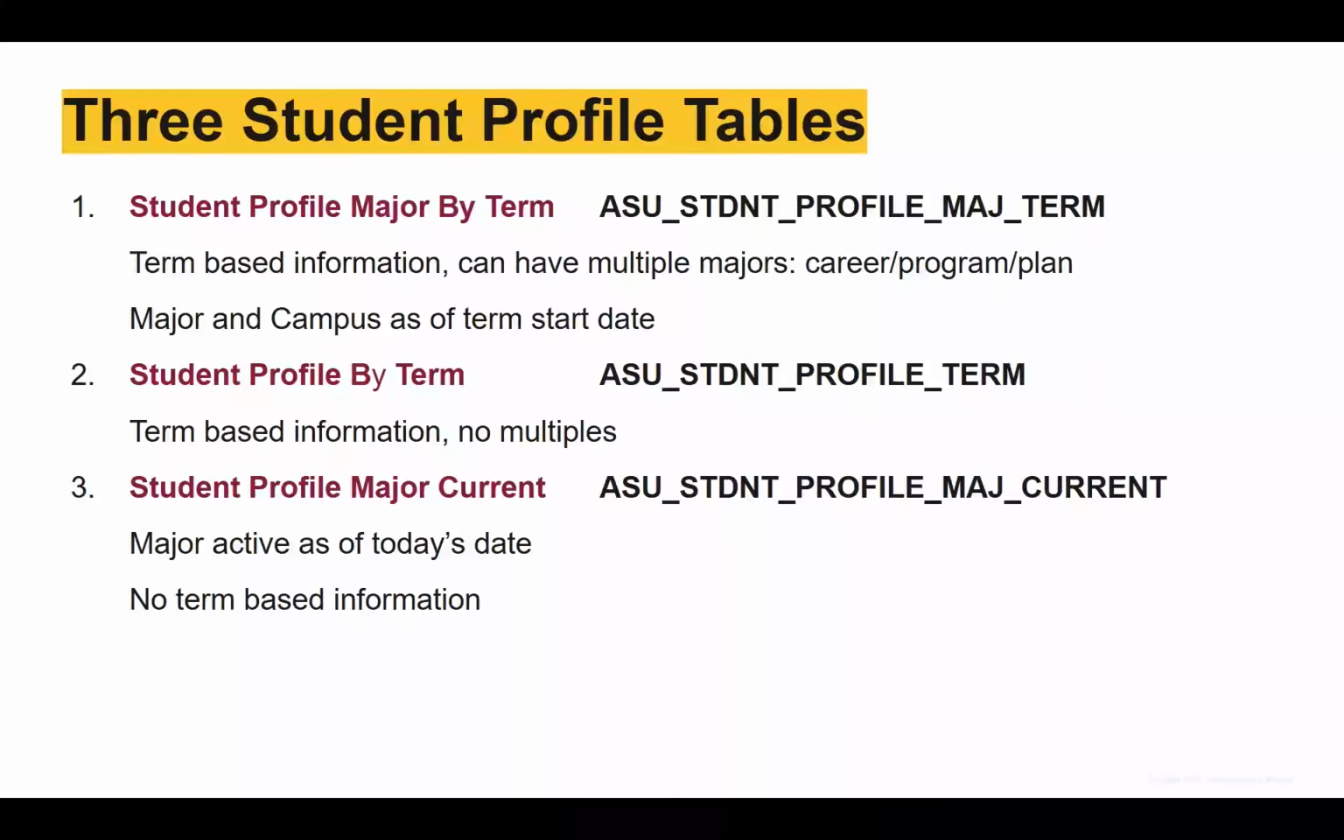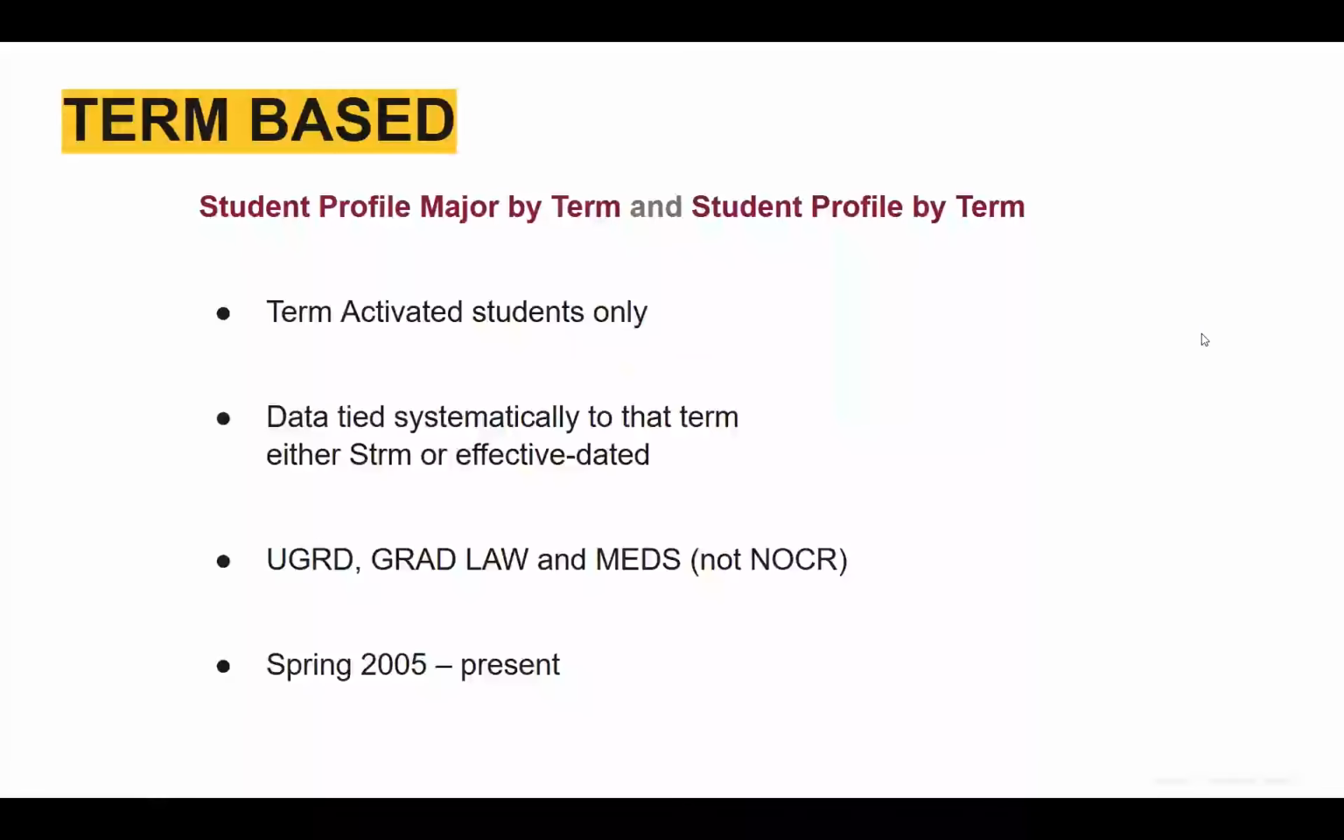The third table is newer. It is student profile current. It has all the major related data. It is not term-based. It has nothing that's term-based like enrollment or academic level or GPA. It's just their major. But it includes all of the active students. It's their major as of today. It's not tied to a term, so it includes future admits. So those are the three tables. Those are my babies.